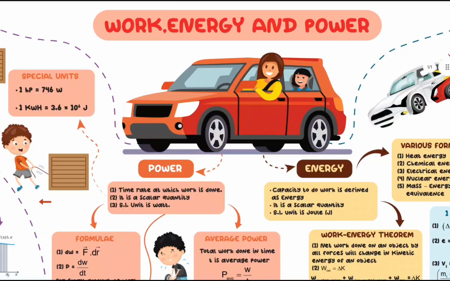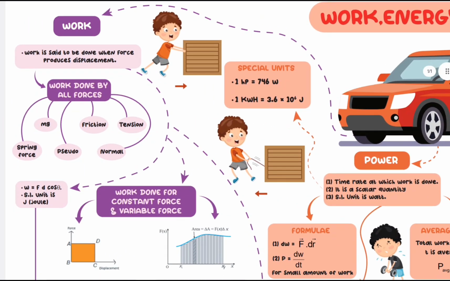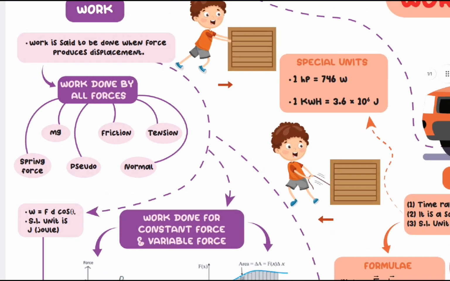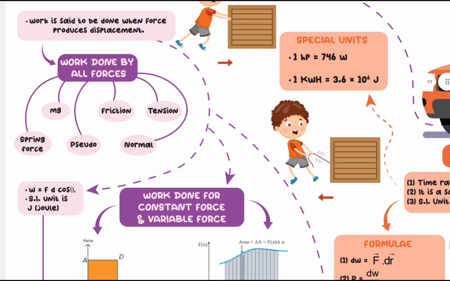In this video, we will be having a quick revision of the chapter Work, Energy and Power. Starting with work. Work is said to be done when a force produces displacement. Work done by all forces: spring force, mg, pseudo force, frictional force, normal force and tension. Work is given by Fd cos theta. The SI unit is Joule.